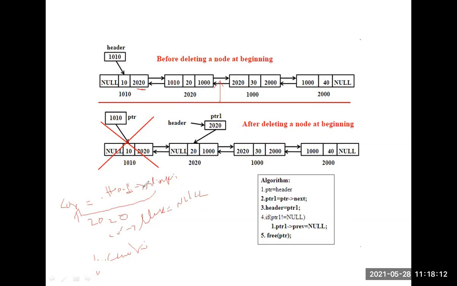Then return current. Okay. Then free node header, so I free the header. Then I return current, so current acts as the first node. This is our current. Okay. Clear, students?